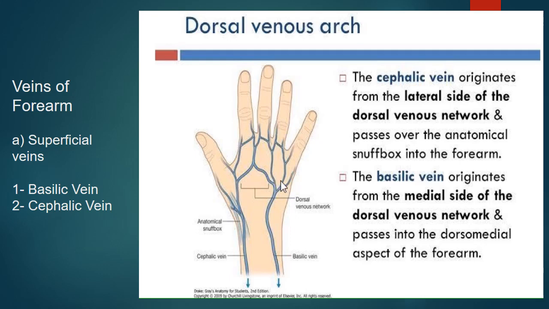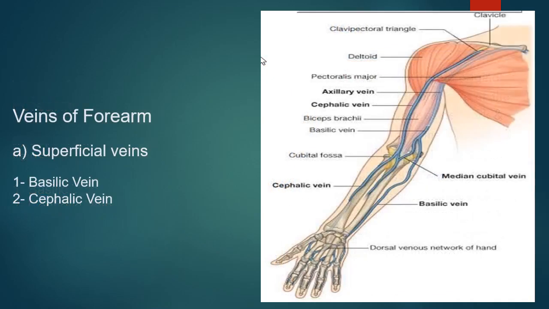On the medial side, we have the basilic vein, which originates from the medial side of the dorsal network and passes into the dorsomedial aspect of the forearm. Talking about the course of cephalic and basilic vein in the forearm, here is the cephalic vein on the lateral side of the forearm, and this is the basilic vein on the medial side of the forearm.